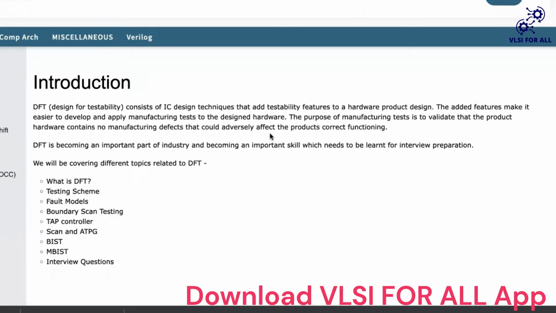DFT is basically an emerging branch in electronics right now, and there are many positions open in industry for DFT. DFT is mostly related to design for testability. We add some design in the chip only for testing purposes. That is what DFT is all about. DFT consists of some testability features which we need to keep in the design so that after the chip comes out of the fab, we can check whether the chip is working correctly or not. That is the use case of DFT.